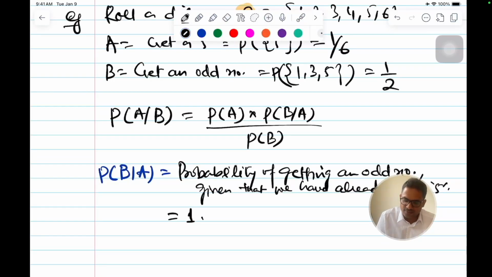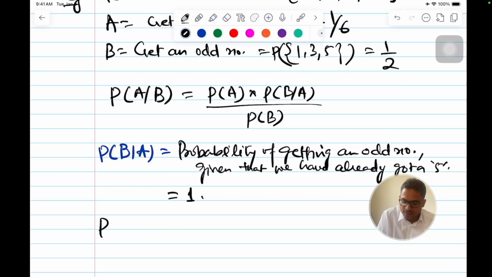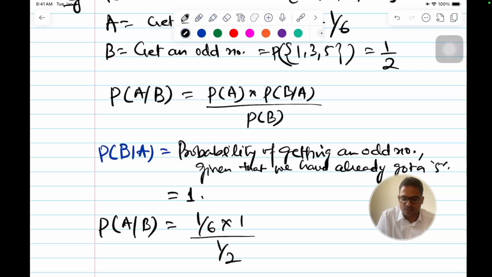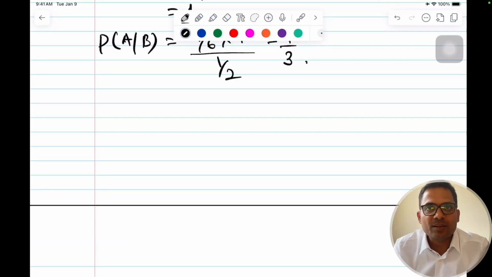And if I plug this value into the formula, probability of A, getting a 5, given that I have got an odd number, is probability of A, 1 by 6, into 1, by half. It boils down to the same formula, and this will be 1 by 3. Okay. Now let's dive deeper into Bayes theorem and understand its generalized form.